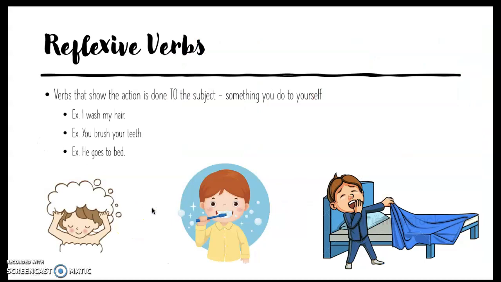Reflexive verbs are verbs that show the action is done to the subject. So it's something you do to yourself. For example, I wash my hair. You brush your teeth. He goes to bed. All of these actions are something that you do to yourself. Washing your own hair, brushing your own teeth, getting your own body into bed.